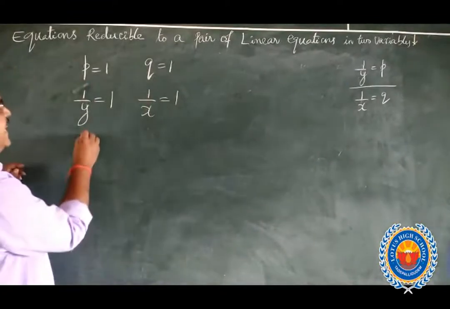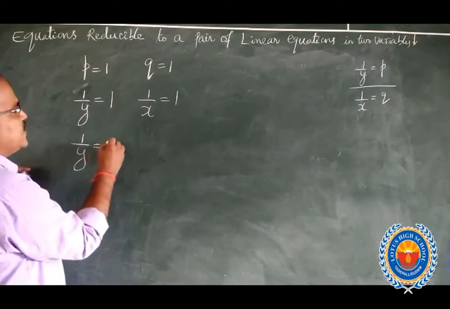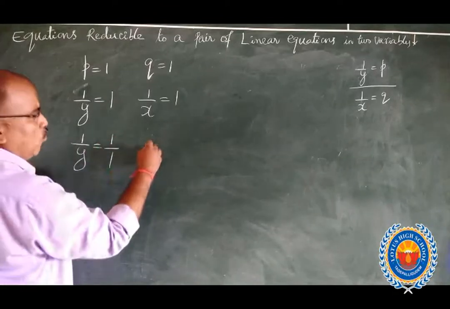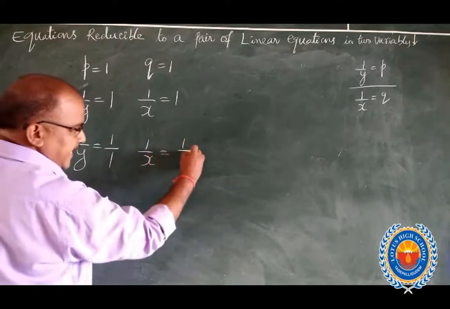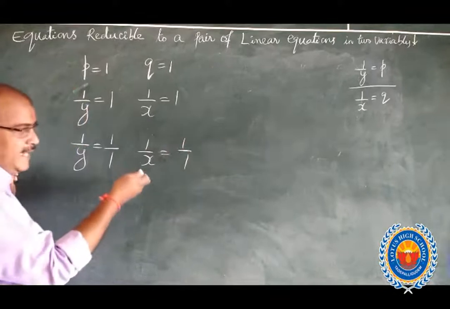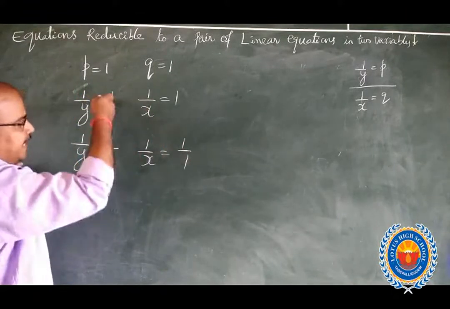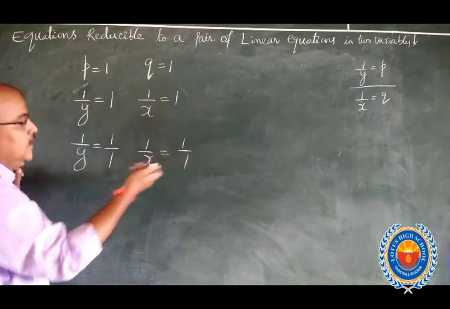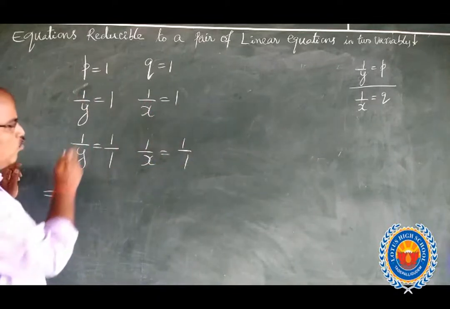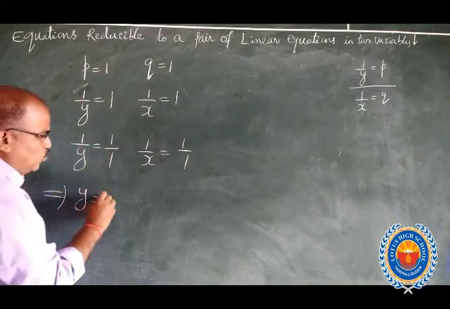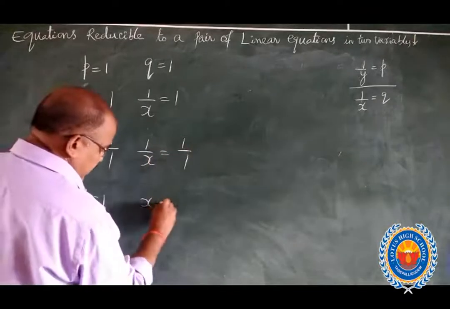So I can easily write 1 by y is equal to 1 by 1, and 1 by x is equal to 1 by 1. So here 1 is equal to y, that's why y is equal to 1. Here 1 is equal to x, that's why x is equal to 1.